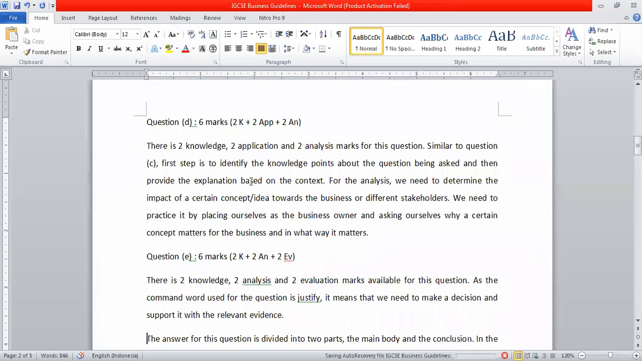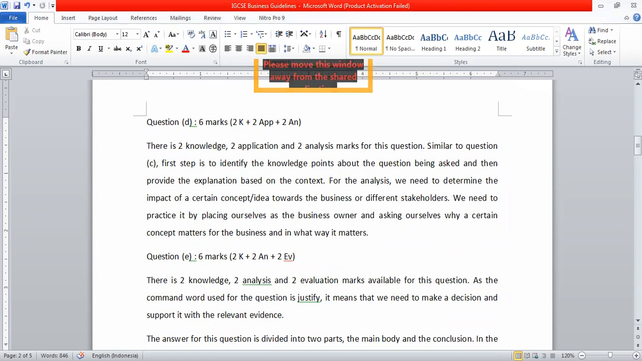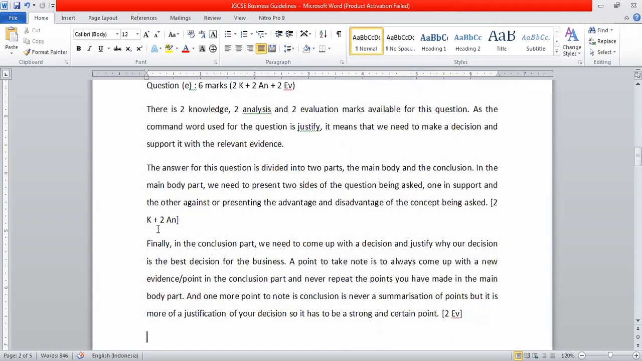For question D, 2 knowledge plus 2 application plus 2 analysis. And we'll be practicing always, of course, how we should write our answer so that it will include all the aspects.